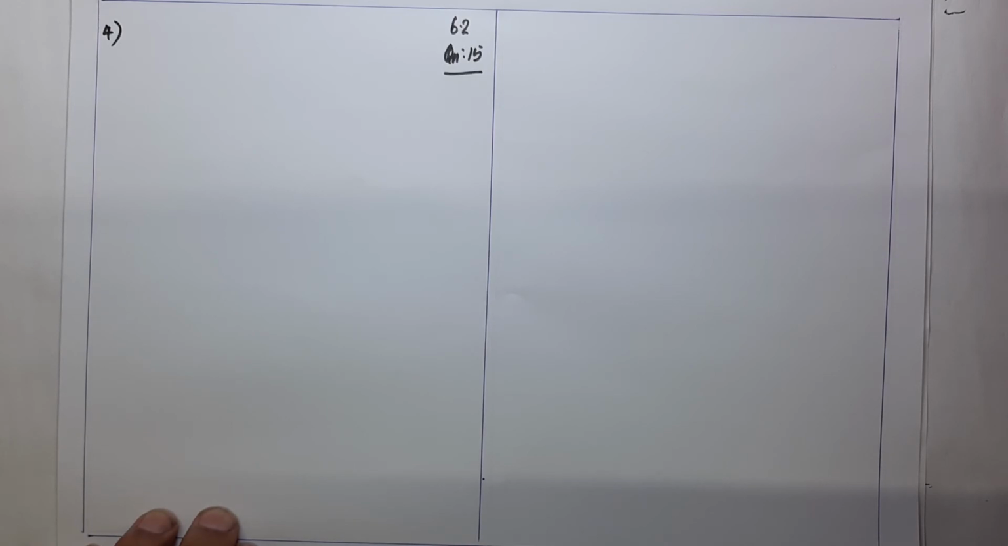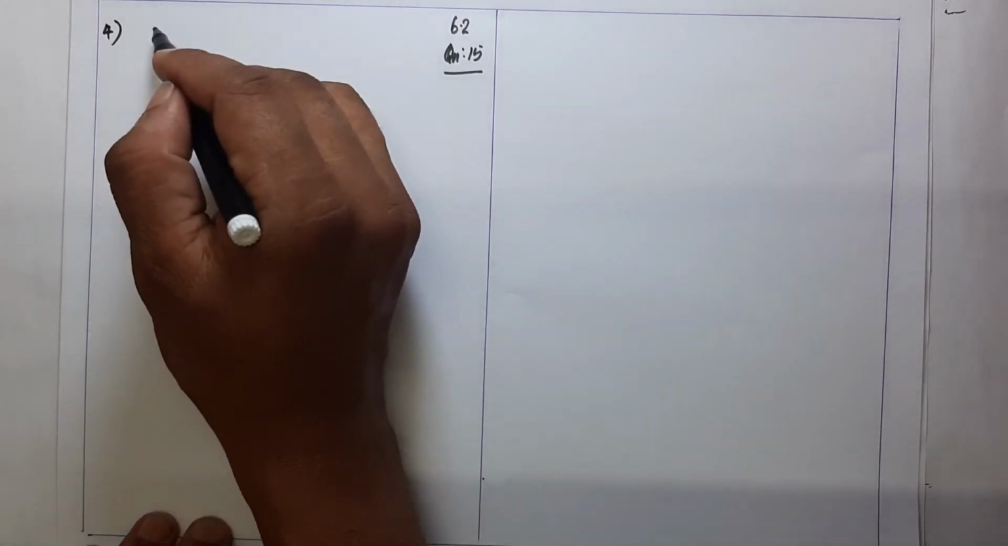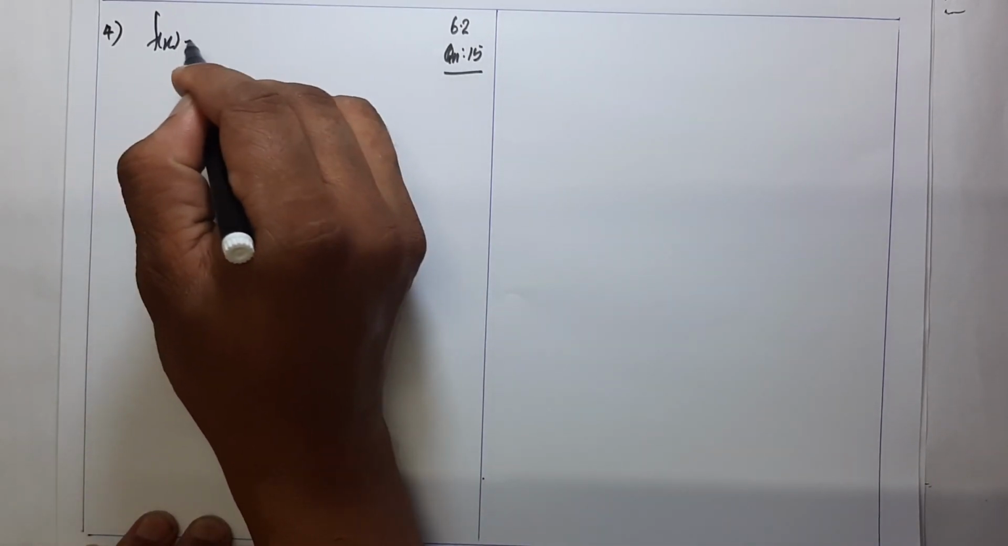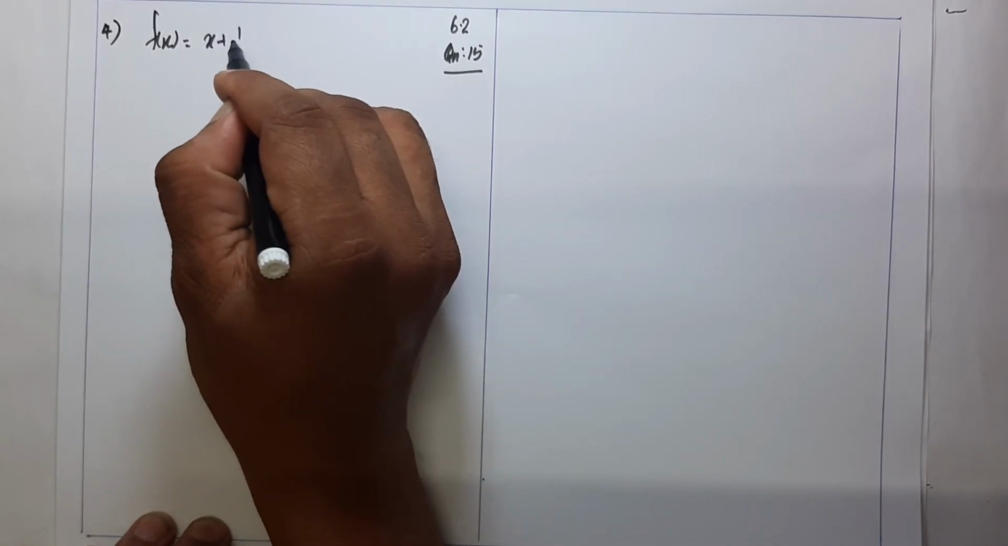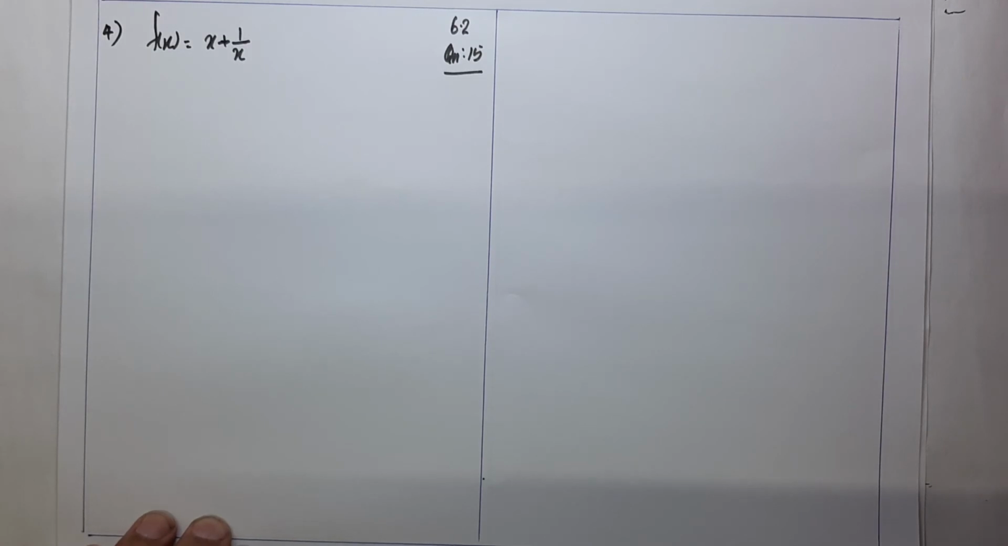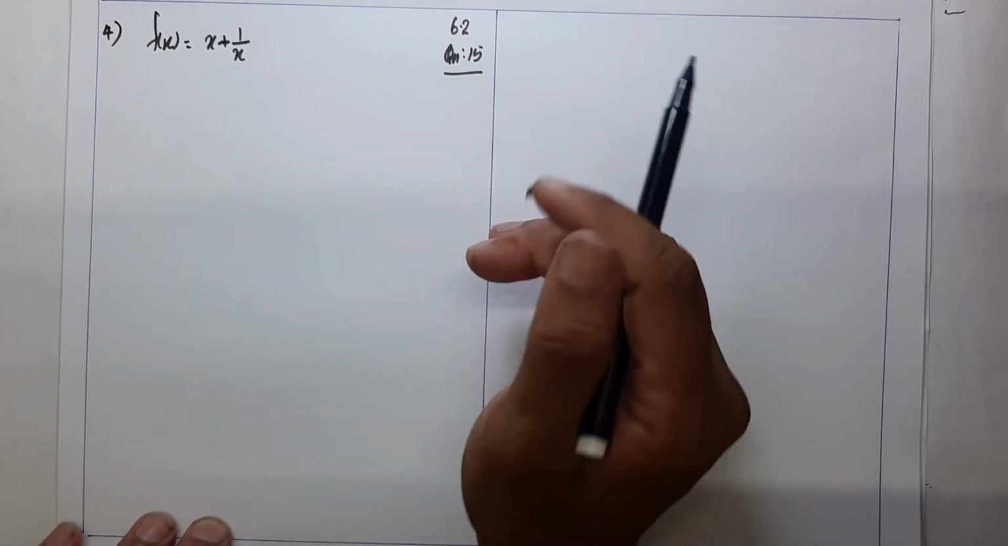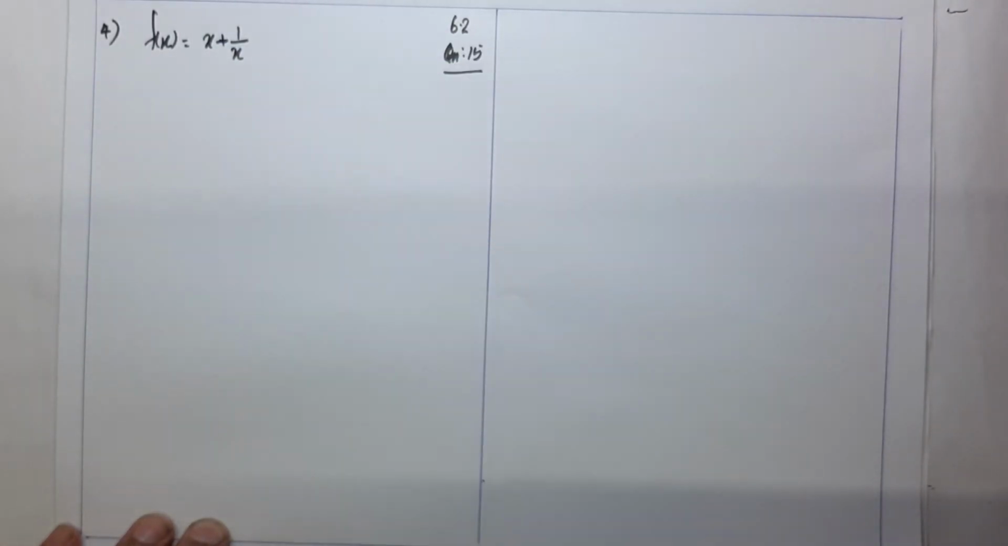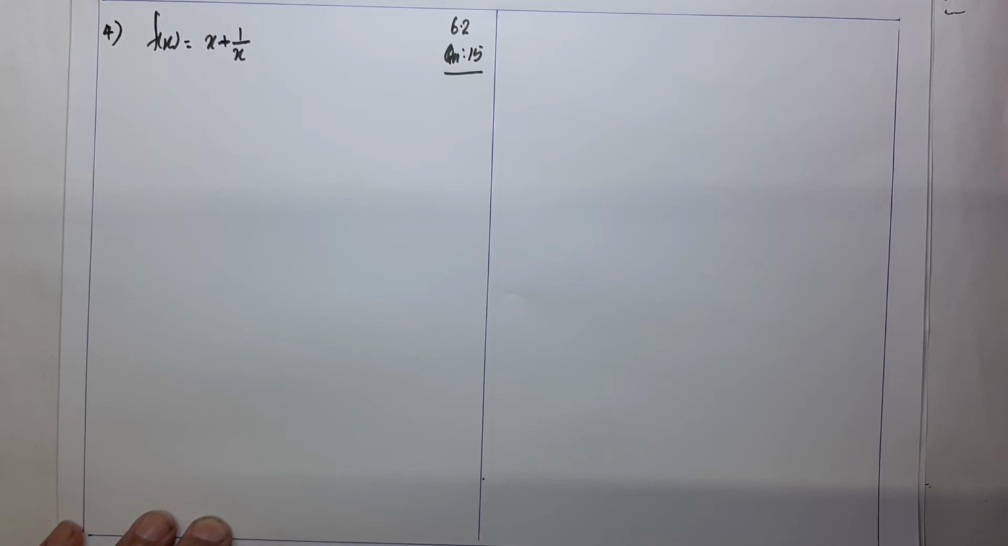Prove that the function f of x is equal to x plus 1 by x is strictly increasing on I. Here what is I? I is any interval disjoint from minus 1, 1.